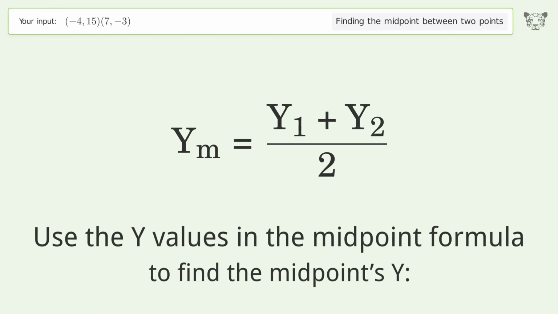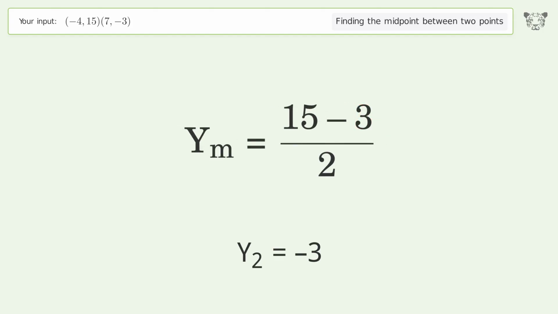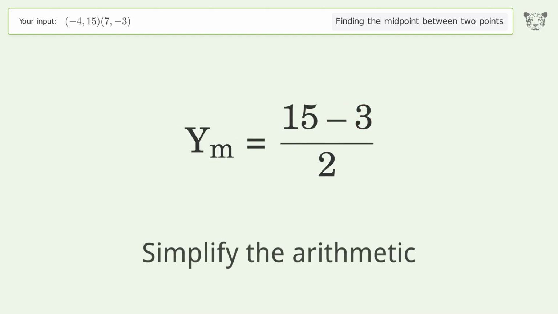Use the y values in the midpoint formula to find the midpoint's y. y1 equals 15. y2 equals -3. Simplify the arithmetic.